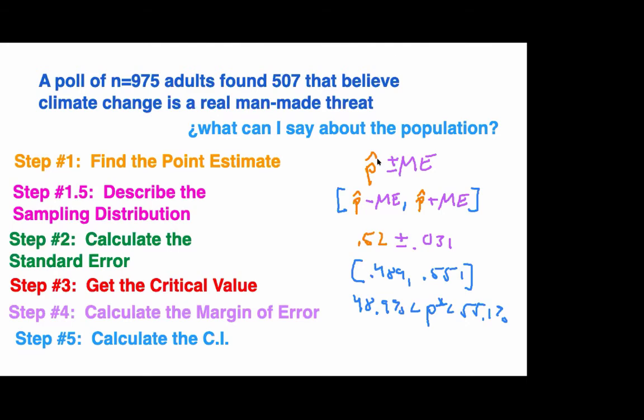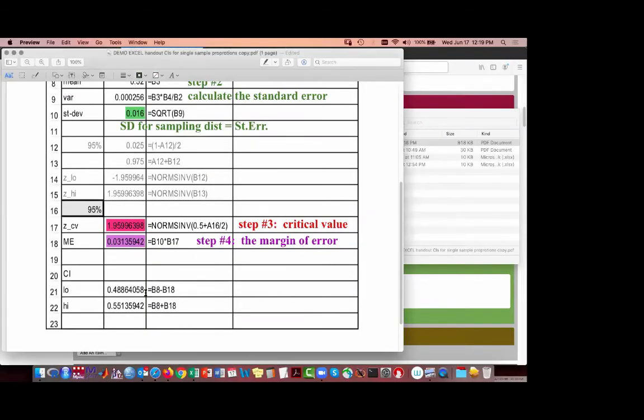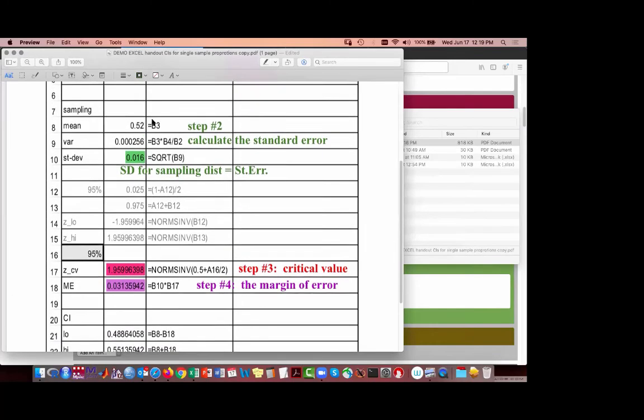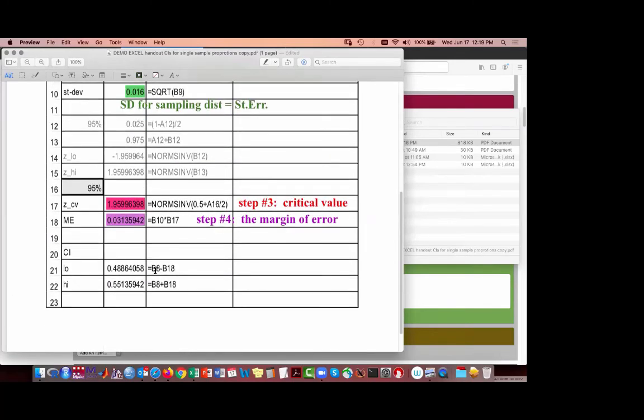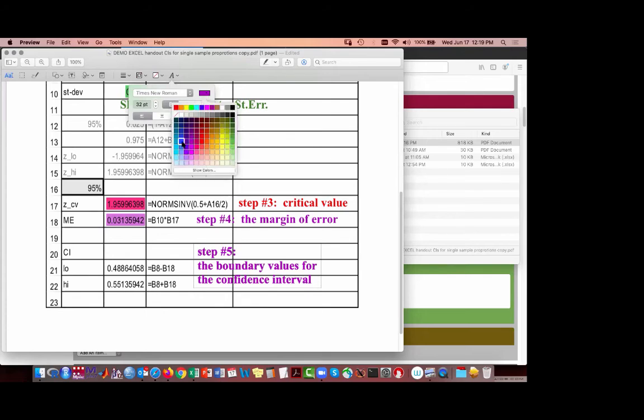So again, let me just reiterate this point on the handout. All we've done here is take the orange value from up here, that mean of 0.52, that's what's in cell B8, and then we add and subtract the margin of error. So this is step number 5. This gives us the boundary values for the confidence interval.